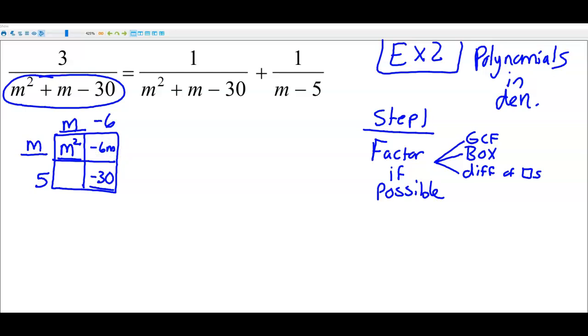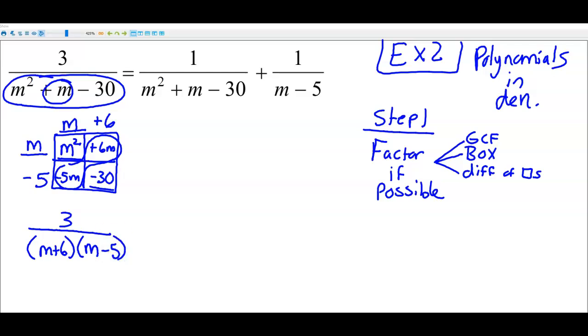Negative 6 times m and 5 times m. You know that you're right if these add up to make the middle number. Negative 6 and positive 5, what does that make? It makes negative 1m, right? I want a positive 1m, which means that the 6 was supposed to be positive, and it's the 5 that's negative. Now they make positive 1. So you got to remember those 2 diagonals have to add up to make the middle. So the bottom trinomial there breaks up into m plus 6 and m minus 5.